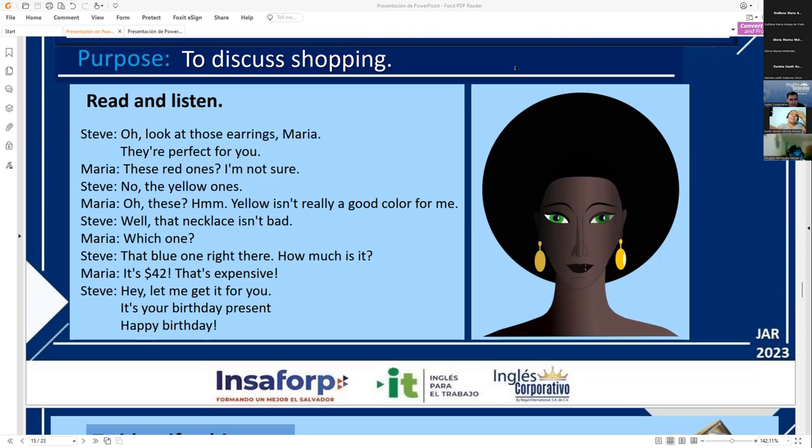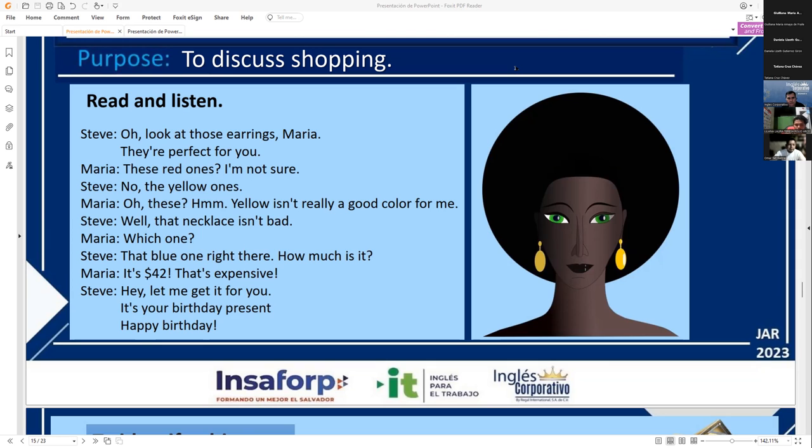Now, Juliana is Maria. And the girls are volunteers, so Gloria is going to be Steve. Puedo participar. Okay. Omar wants to be Steve. Okay, Omar, you are Steve then. Pues ya no, Glorita is going to be Maria in the next. No, right now, you are Steve. Okay. And Juliana is Maria. Okay, begin.